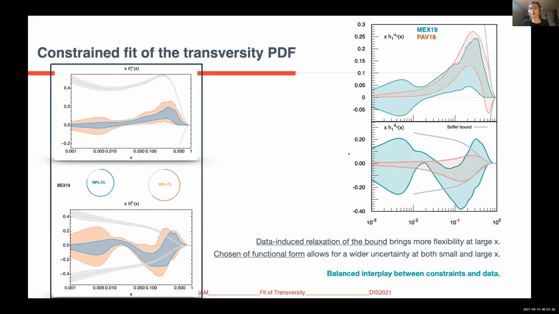And if you compare with the Pavia group, you can see where we have data, we kind of agree. And when we don't have data, we have a difference in the error treatment. Okay, so we see that there's more flexibility at large x, first here for the down, and also that the chosen functional form allows for a wider uncertainty at both small and large x. So that's what we wanted. We wanted to reflect the lack of data here and here. The same for the up, but we don't see it that much. So that's what we think is a balanced interplay between the constraints and the data. So that's what we get.